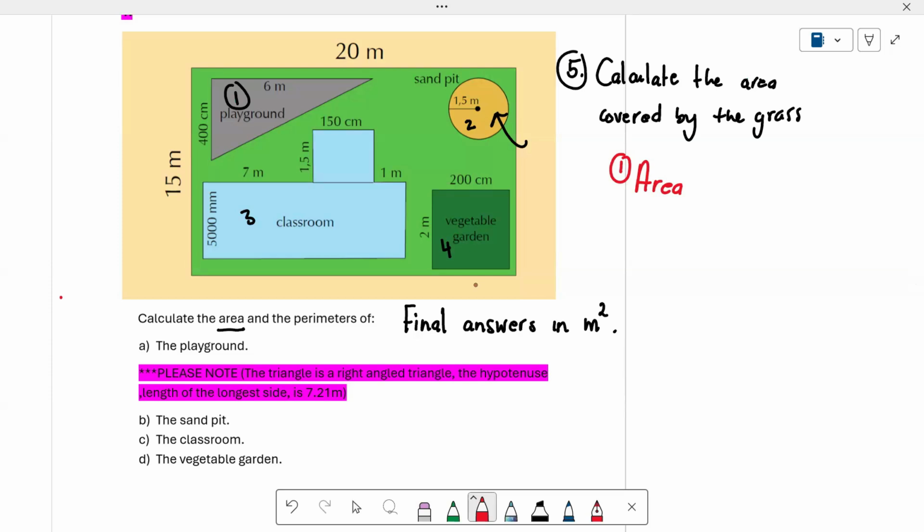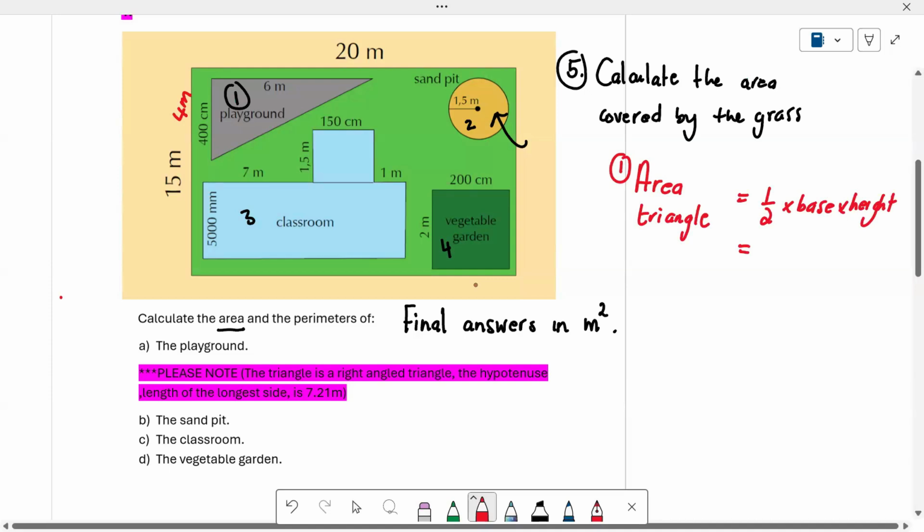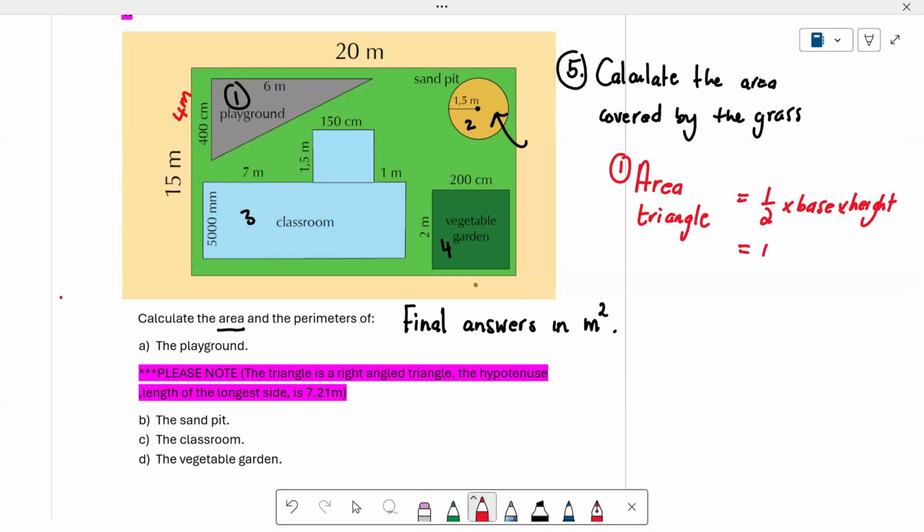Yes, I agree. Then I said area of a triangle of the playground is half times base times height. Is equal to half times base times height. Yes. Okay. And then I said half times 6 meters times 4 meters. I got 12 meters squared. 12 meters squared. All right.